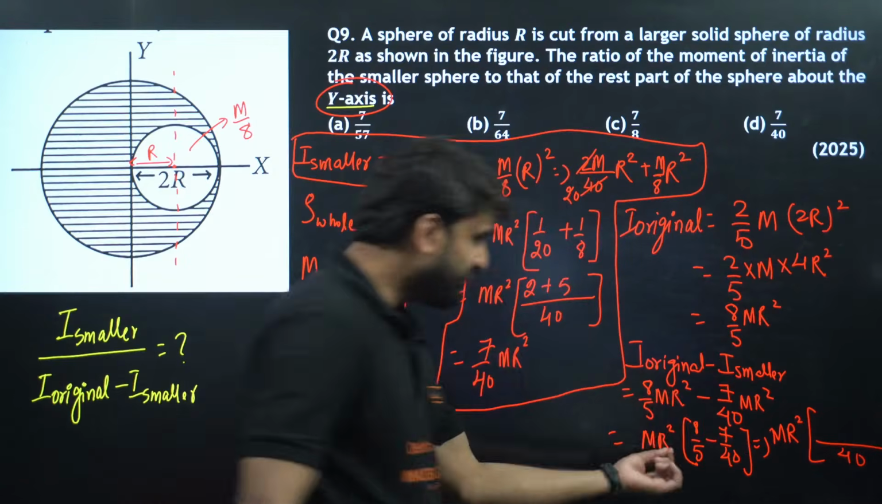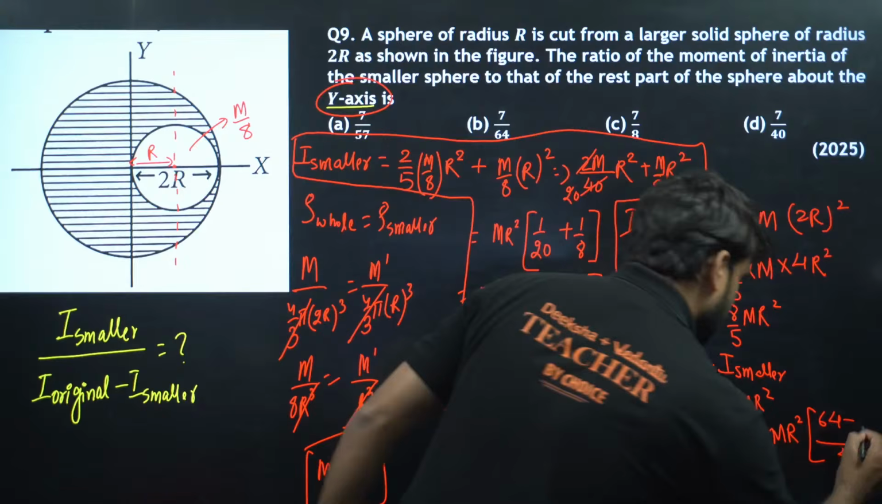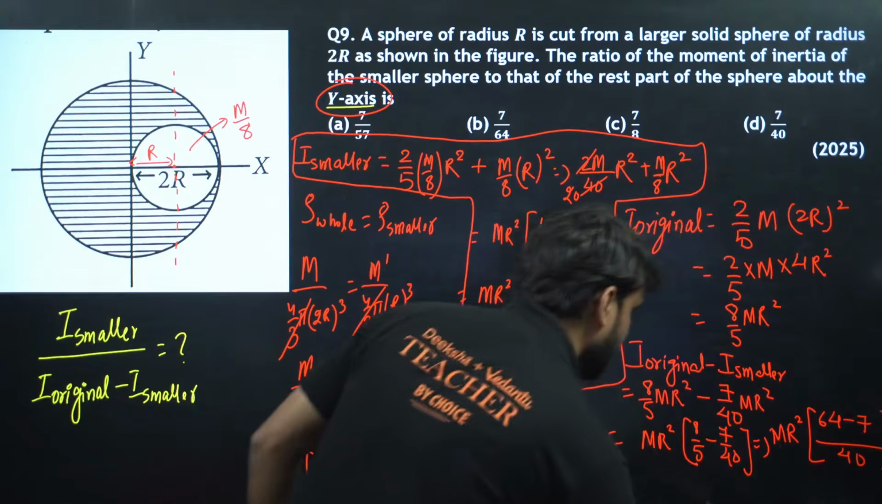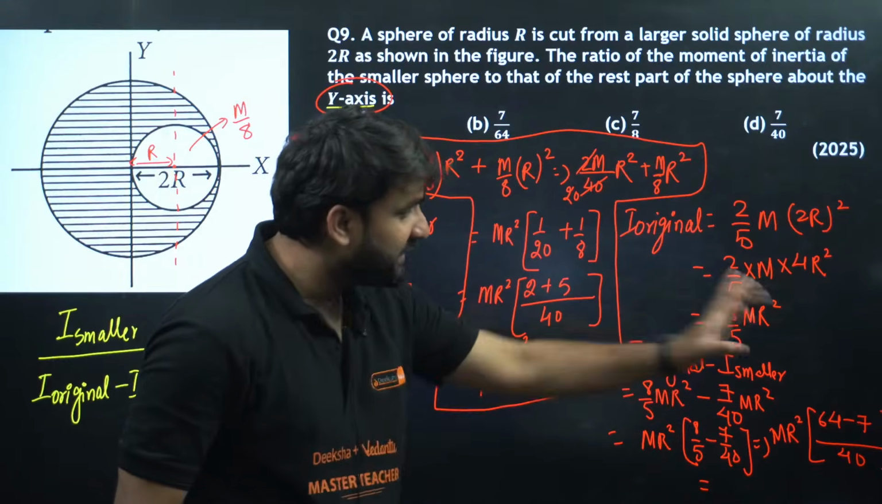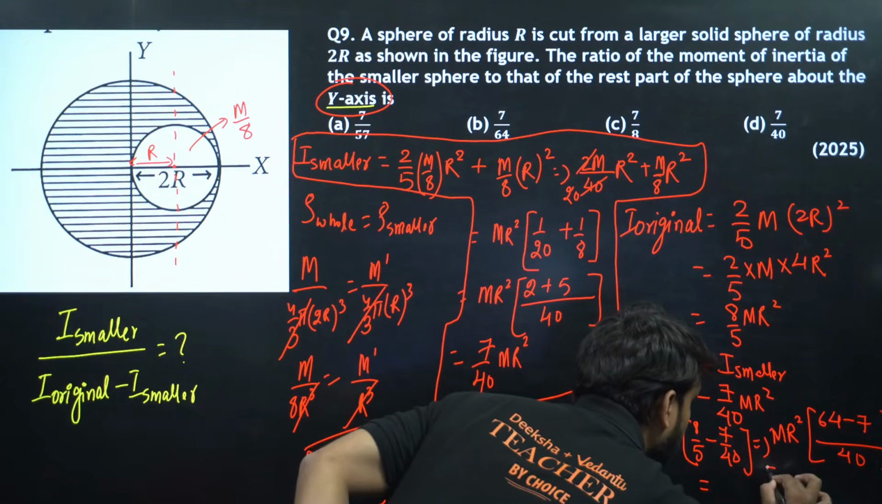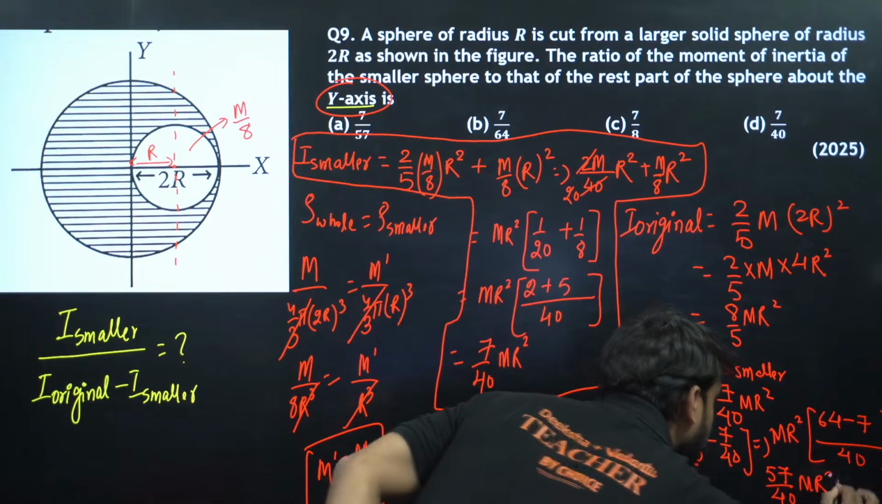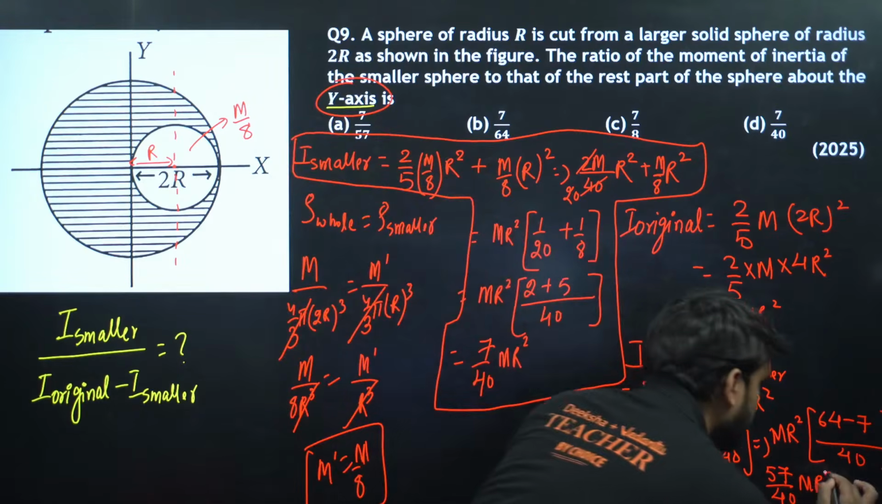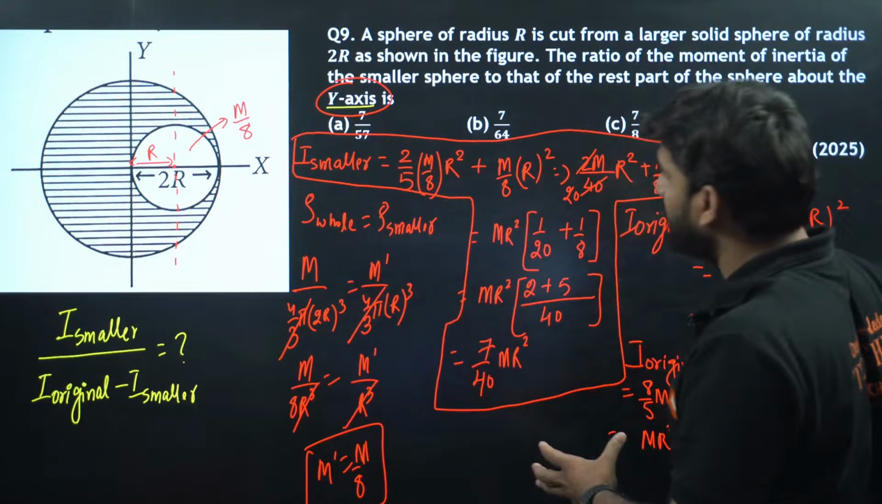So this is 5 8 ja 64. 64 minus this is, and this will be 7. So this is 64 minus 7 will be what? 64 minus 7, that will be 57. 57 by 40 mr square. This is the difference. It means the moment of inertia of remaining part. Now you have all the values put here.